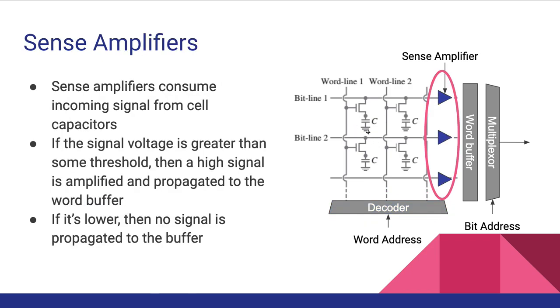And once the access transistors are active for a cell, then charges begin to flow, and then they reach the next component, which is a sense amplifier. And what a sense amplifier does is it consumes these signals. For some given threshold, if the incoming signal from the cell is greater than that threshold, then it gets passed off to the word buffer as a logical 1. And if it's lower than the threshold, then no signal is propagated to the buffer.